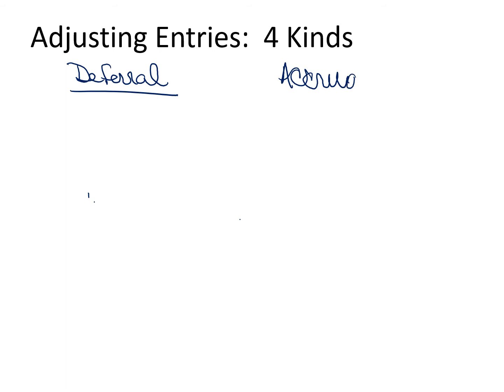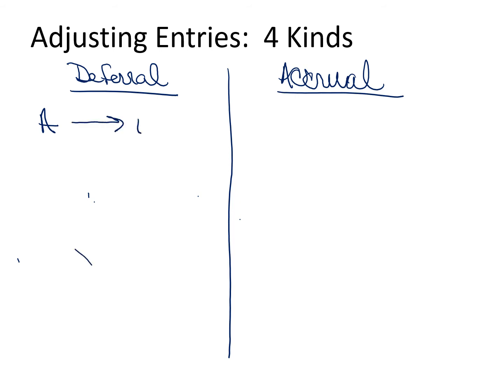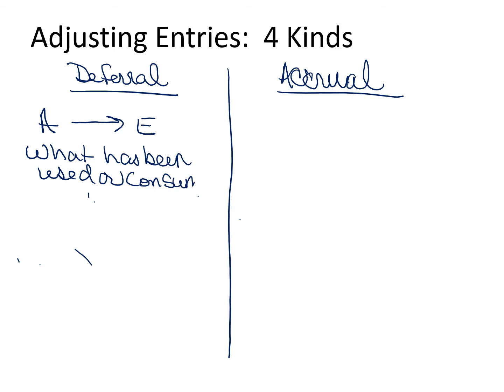There are accruals and there are deferrals. Deferrals means that something is already sitting in an asset account and it needs to be moved to an expense account in the adjusting entry. The question here is, what has been used or consumed? So that's one kind of deferral.